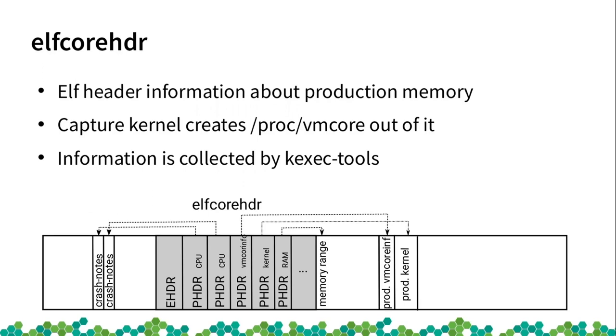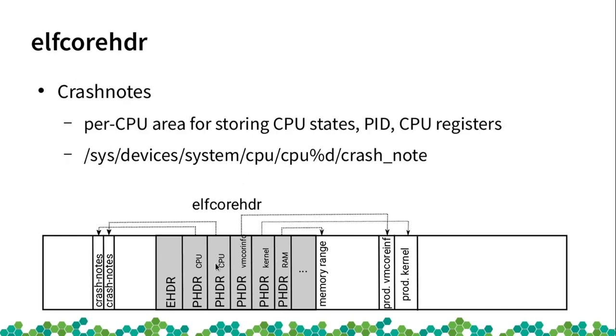This works like this: you have an ELF header, and then you have program headers, which point, for example, here to your production kernel, or which point to the memory. And there are different program headers, one for each CPU, which point to the crash notes of each CPU, which is a memory region in your production system where the production system will store information about CPU state bits and CPU registers, so that in the end you have an exact picture of what happened in every CPU at the moment of the crash. Then kexec tools can read the address via sysfs, and then write the address into the program header and the size, and that's it.